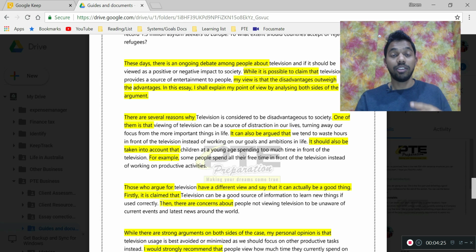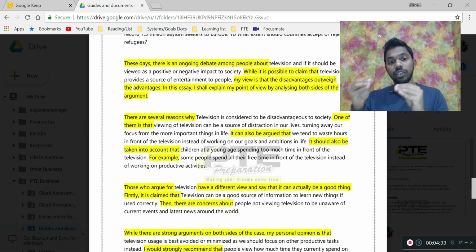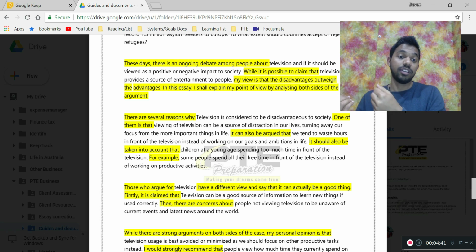Firstly, it is claimed that, so you stated in the introductory sentence of the third paragraph what you are going to talk about. Then you've given your reasons for it. Firstly, it is claimed that television is a good source of information. Then there are concerns about people not viewing television being unaware of current events and the latest news around the world. So again, you're expanding on a second point in that paragraph.